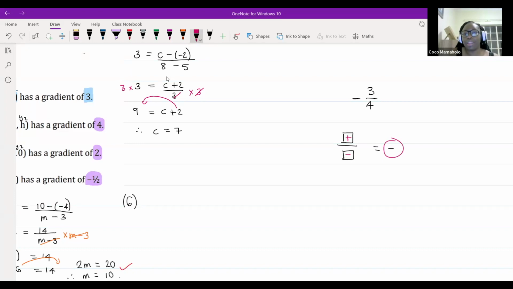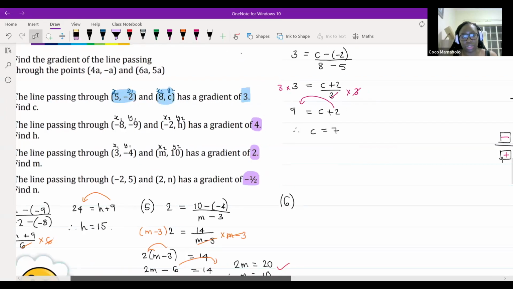So if I choose that I want the top to be negative, that means my bottom should be positive in order for me to get a negative. They can't both be negative and they can't both be positive, because if I want a negative, I need to have opposing signs. All right, so let's look at number 6 quickly.